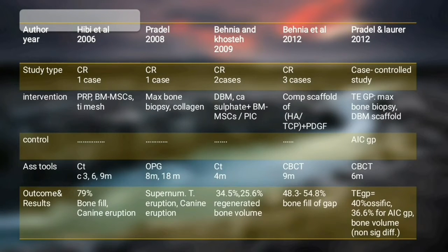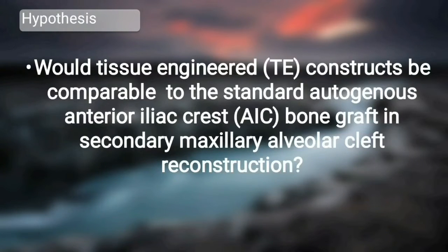So, a randomized clinical trial was designed to ask this question: would the tissue engineering construct composed of bone marrow derived mesenchymal stem cells, osteogenically differentiated and loaded on collagen scaffolds, give comparable bone results in terms of volume and density compared to the iliac crest bone graft or not?